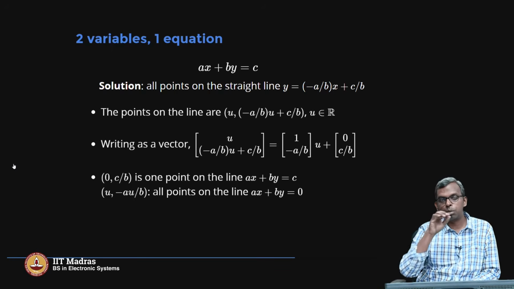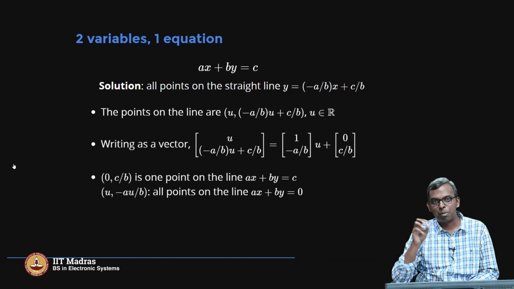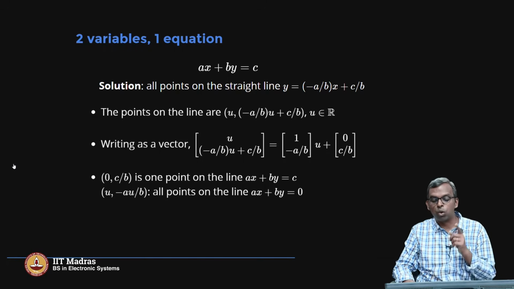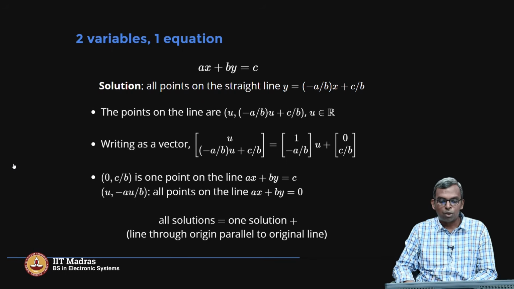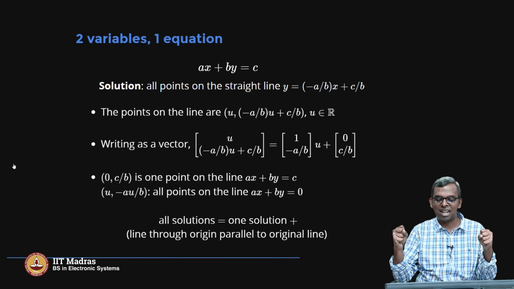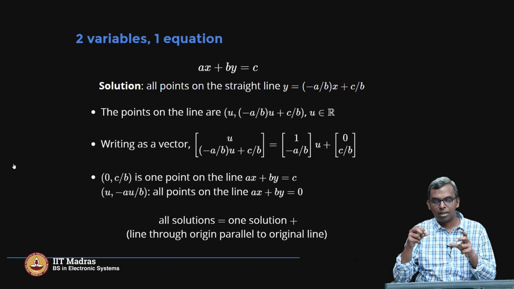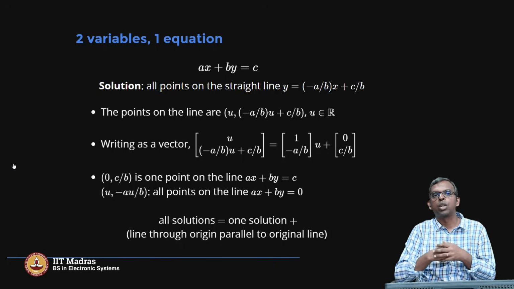All the points in ax plus by equals c can be written as one point in ax plus by equals c, plus all points on another parallel line ax plus by equals 0, which goes through the origin. This ax plus by equals 0 passes through the origin because 0, 0 is a valid point on that line. In summary, the solutions to a simple linear equation ax plus by equals c, just one equation and two variables, can be written as one solution plus a line. That line is parallel to this line and it passes through the origin.